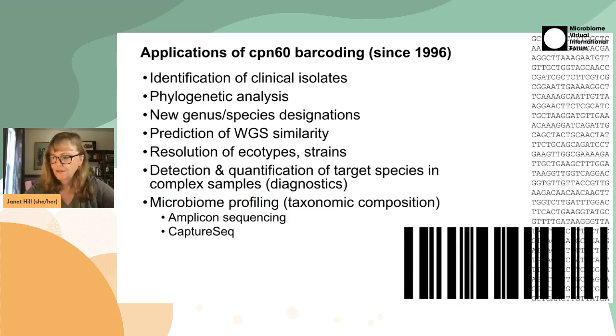Over the years since the original publication of the universal primer approach, this target's been used by groups, my own group and others, for a variety of purposes, including beginning with identification of clinical isolates and then moving on to phylogenetic analysis, new genus and species designations. It's turned out to be a really excellent predictor of whole genome sequence similarity, which has led us to being able to differentiate between strains and ecotypes within species. And we exploit it a lot in our lab as a diagnostic target, using especially real-time PCR. And then finally, what I wanted to focus on today, which is microbiome profiling or determining taxonomic composition.